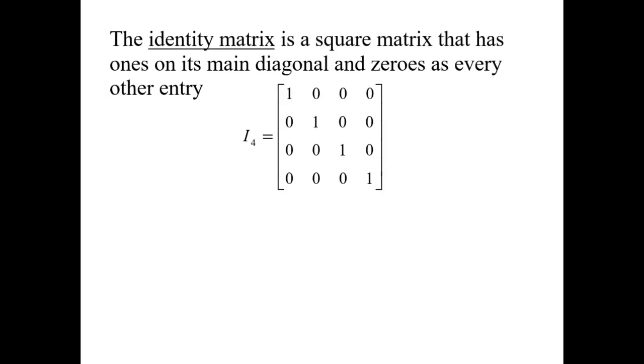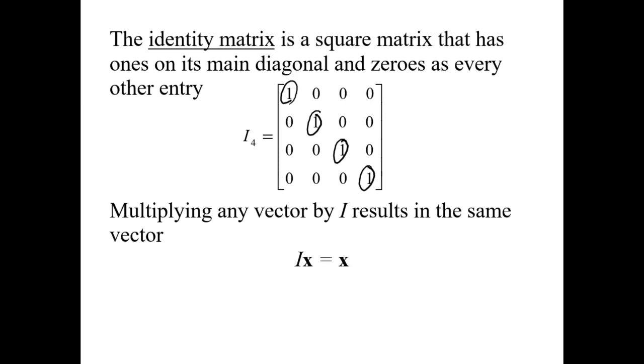Last thing we need to talk about is the identity matrix. So the identity matrix is a square matrix. Square just means that it has the same number of rows as it does columns. So it's a square matrix that has a 1 on its main diagonal. Main diagonal means row 1, column 1, row 2, column 2, row 3, column 3, and so on. So ones in the main diagonal, zeros everywhere else. And I'm calling this I4 because it's a 4 by 4 matrix. You can have an identity of any size.